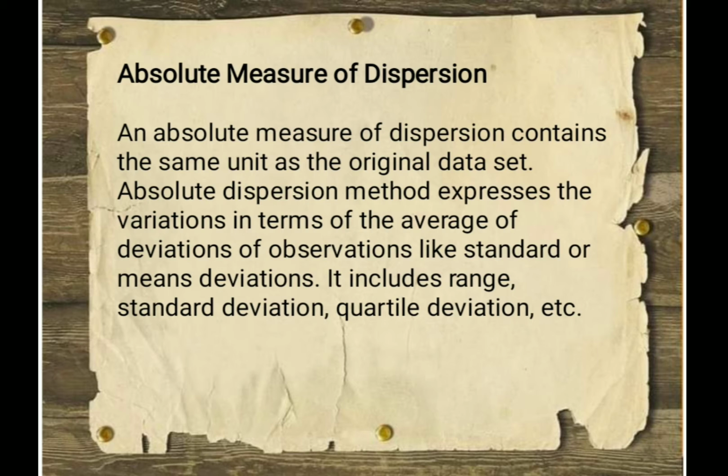Absolute dispersion method expresses the variations in terms of the average of deviations of observations, like standard or mean deviations. It includes range, standard deviation, quartile deviation, and etc. There are types of absolute measures of dispersion.